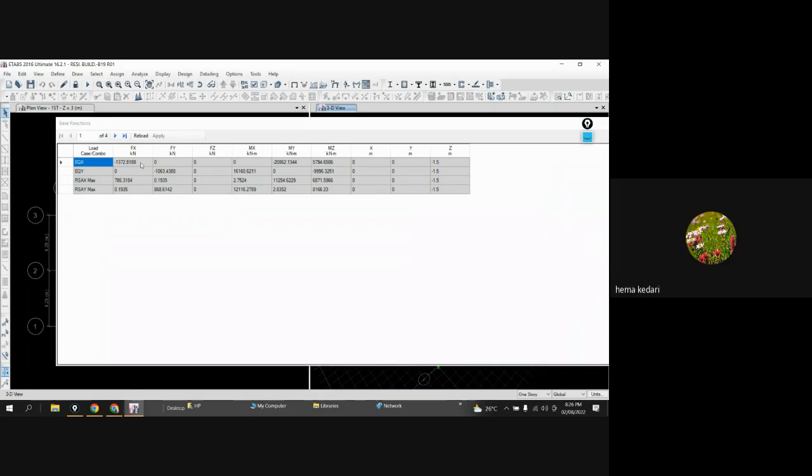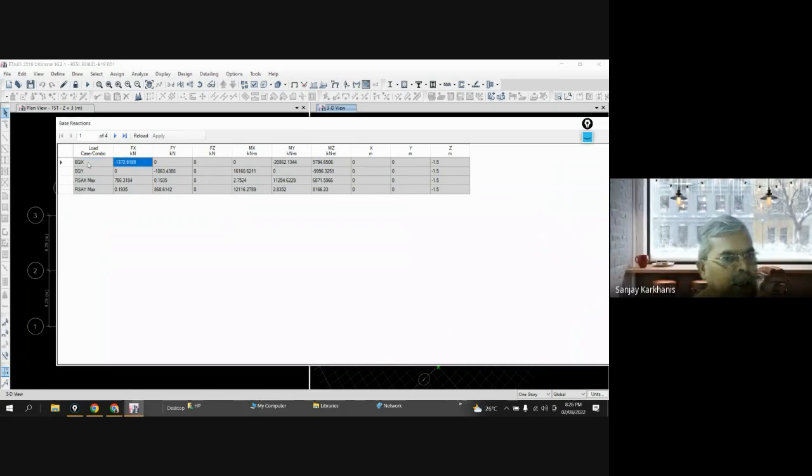See, this is your static lateral load case applied in X direction. So EQX will give you the equivalent static base shear, and that is around 1372.8188. Right? And the dynamic analysis gives 786.3184. Clear?